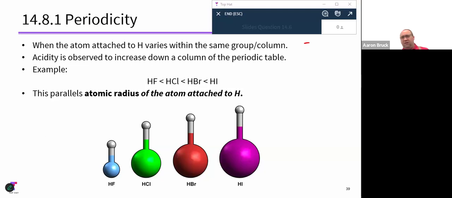Now, what about within a column? So we talked about going across a row, and you would see the same kinds of things in period 3 versus period 2, period 4 versus period 3, the whole smash. The halogen is going to be the most electronegative of the period, is going to be the most acidic group. But if I go down a column, so let's say I'm comparing all of the halogens, I'm going to see that the acidity and the strength of that acid is going to increase as we go down.